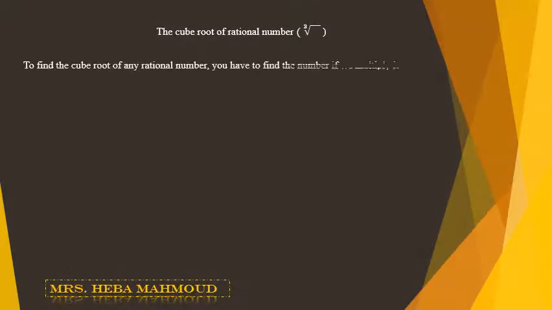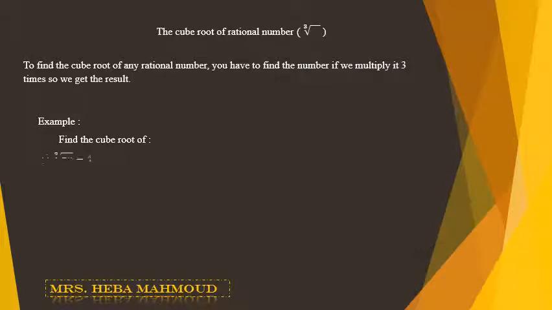The cube root of a rational number. To find the cube root of any rational number, we have to find the number that, if we multiply it 3 times, we get the result. Example 1, the cube root of 64 equals 4, because we know that 4 times 4 times 4 will be 64. Or we can find the cube root by using a calculator.